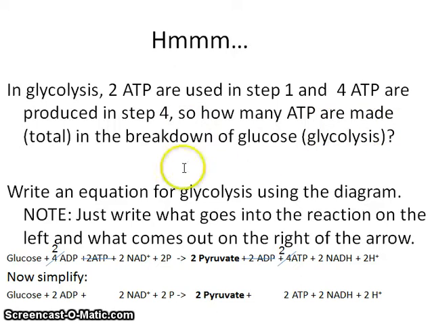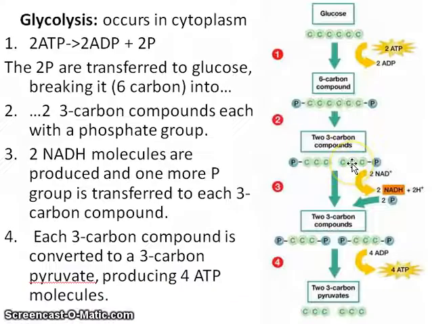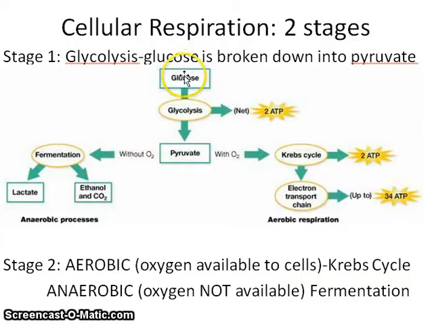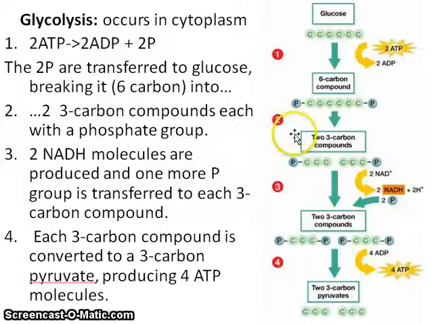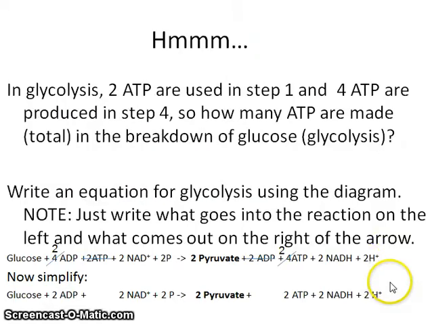So how many ATP are made total in the breakdown of glucose? And of course the answer is 2, because you put 2 in, you get 4 out, and the net result is 2. Now if you go back to this chart, you can see that when glucose is converted into pyruvate through the glycolysis process, we net 2 ATP, and that's where they come from as far as the details of this process. Okay?